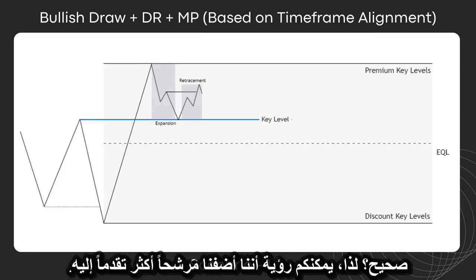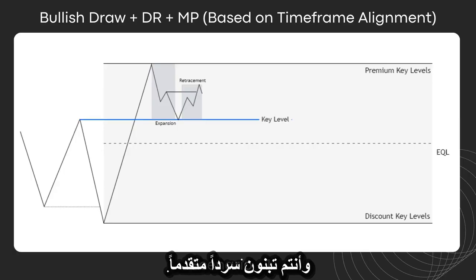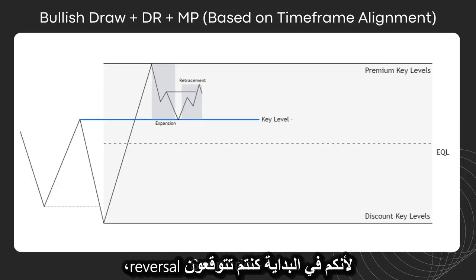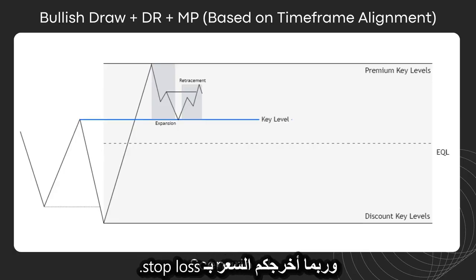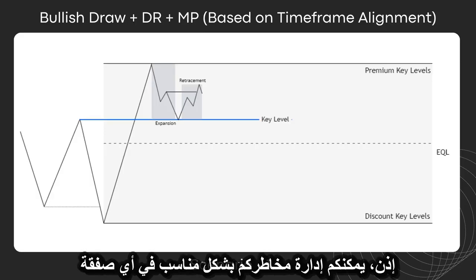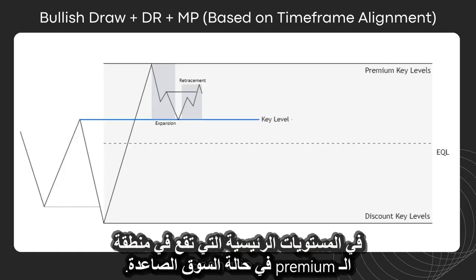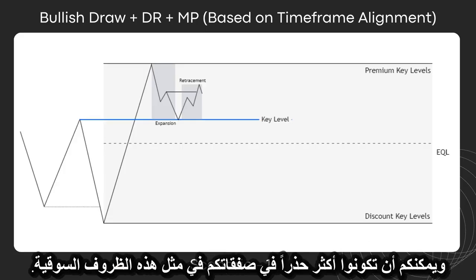So you can see we've added a more advanced filter to it, and you're building an advanced narrative, because first you would have expected a reversal and price might have stopped you out, but now you would only expect a retracement, right? So then you could manage your risk appropriately on any trade at key levels that are in the premium region in case of a bullish market condition, and you could be a bit more cautious with your trades in such market conditions, right?